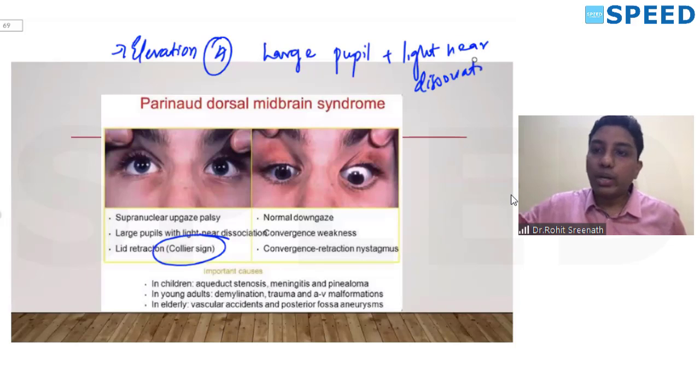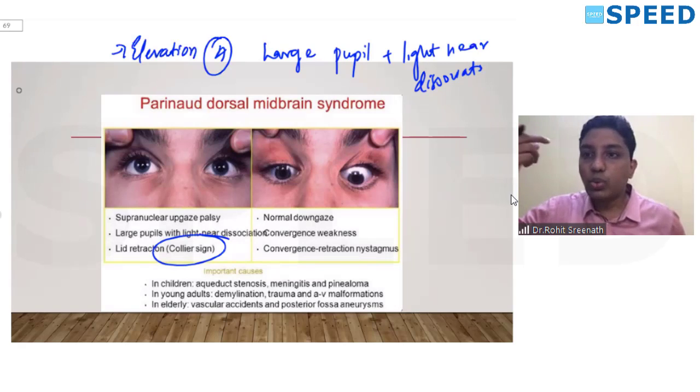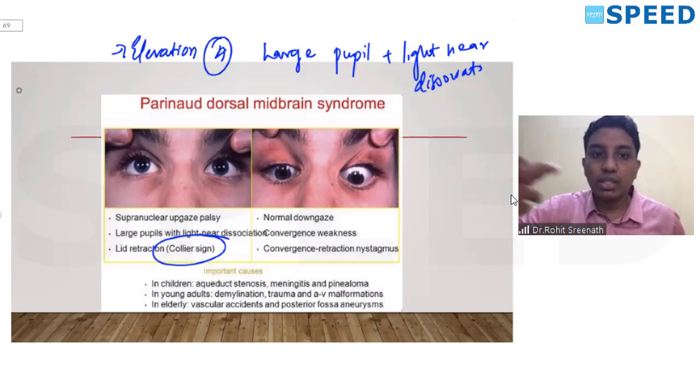Also, one more important thing you have to remember is that the patient will have a convergence weakness and a convergence retraction nystagmus. The convergence in these patients is weak. So what did I tell you previously? In INO, internuclear ophthalmoplegia, the convergence is normal. But in a patient with dorsal midbrain syndrome or Parinaud syndrome, the convergence is weak. So whenever the patient tries to converge, there is a convergence retraction nystagmus. This is another characteristic feature of the Parinaud syndrome.